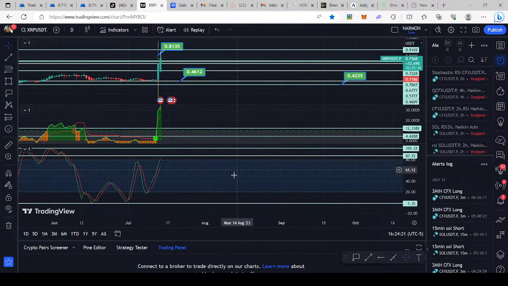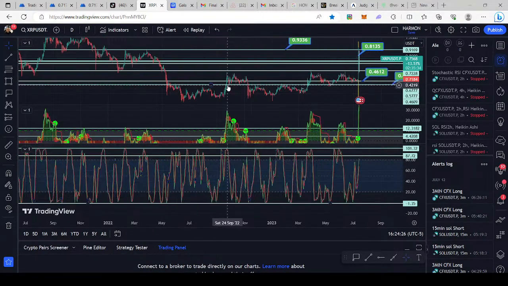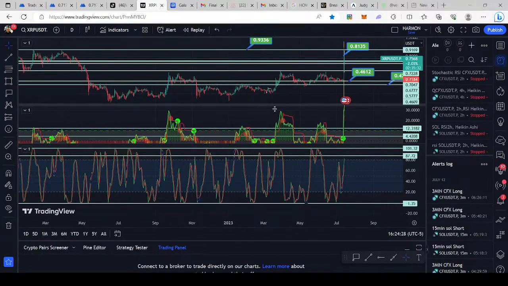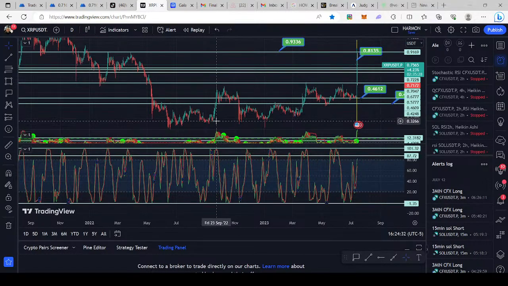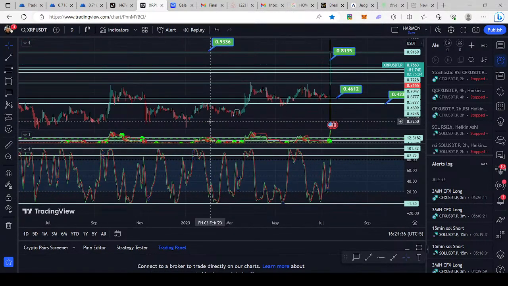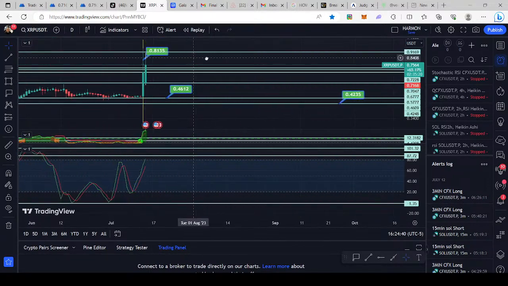That's where we're at. We're in that cup and handle. Go to your daily. Look at your daily, and you're going to see right there, clear as day, you're in a cup and handle. It's exactly where it went to. It went right to the top of the cup, and now we're working the handle.